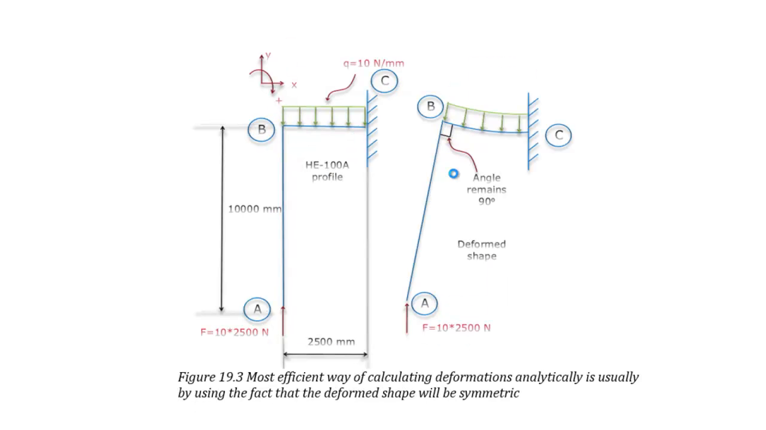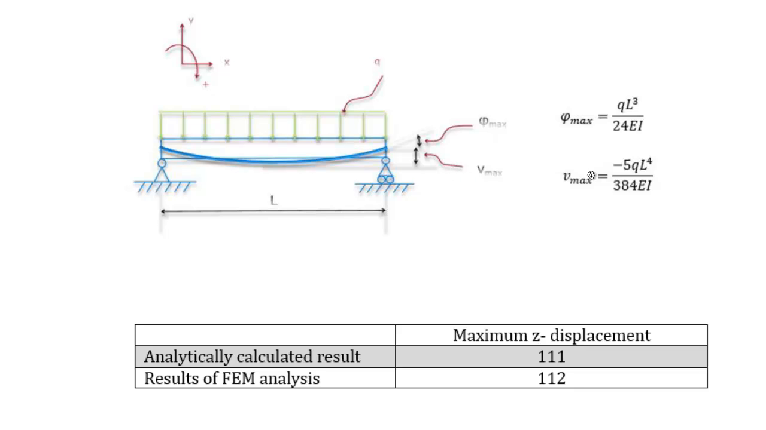I've got these equations on this page over here. You can find them on the internet easily, or if you have a statics book, you will find them in there as well. When you fill in the numbers, the Q is 10 newton per millimeter, so when you're calculating in millimeter, always be sure to use millimeter for every value in this equation.